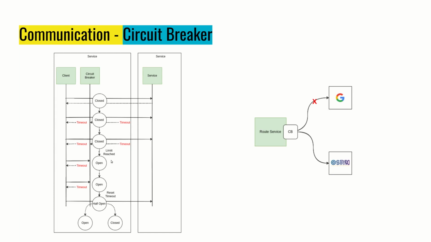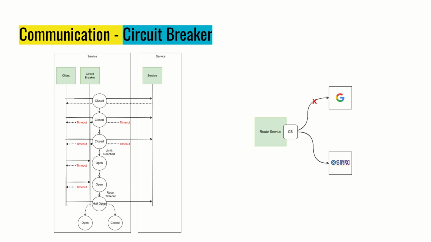Because you already know that something is wrong here, you don't want to wait for another timeout because you know it may lead to starvation of your resources here or waiting time. So you return immediately to the client, but at some point you reset the timeout because you want to see what is happening to the other service.